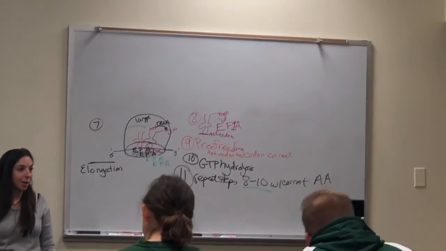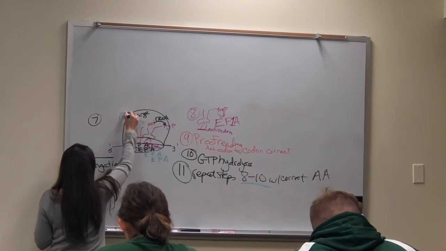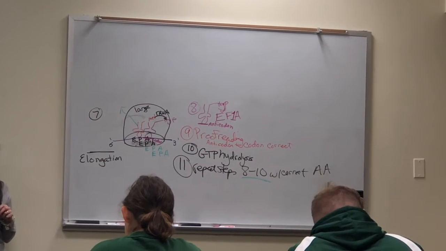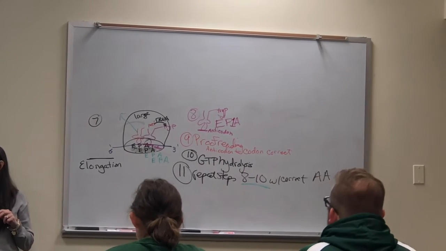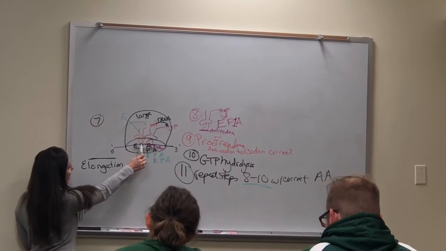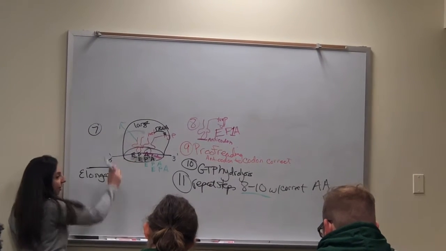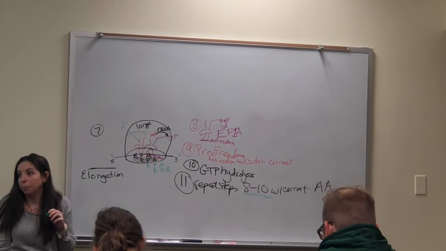Does that make sense? Each time this tRNA is sitting here and is no longer charged, it exits at the exit zone, which I don't think I have drawn. Each time a tRNA is sitting in the exit zone, the E site, it's going to leave. There's no reason to be bound anymore.